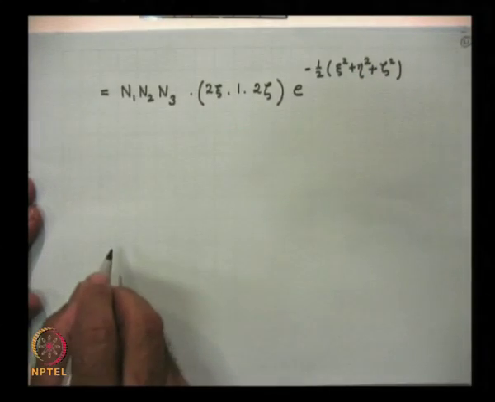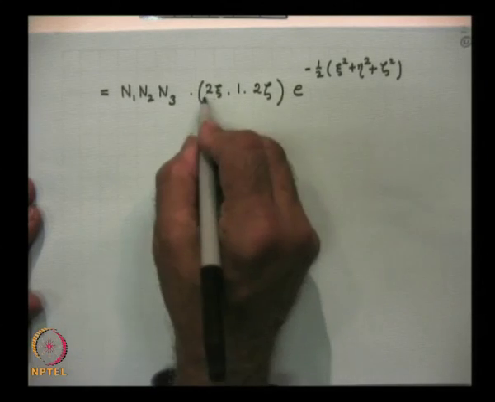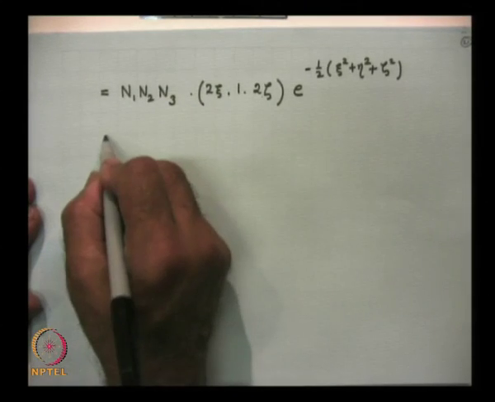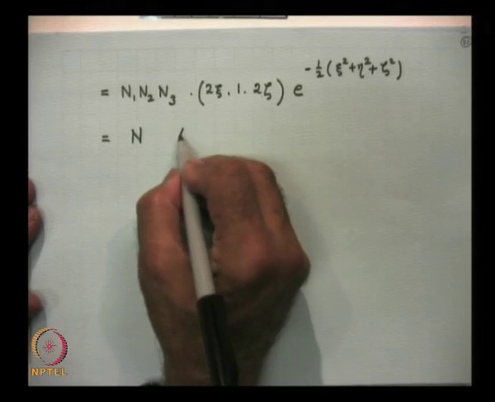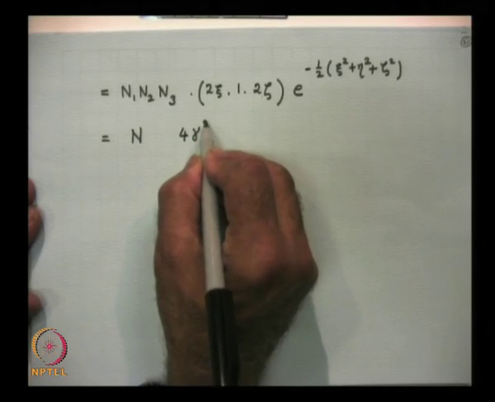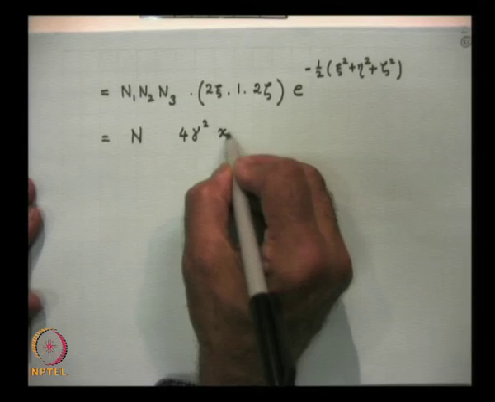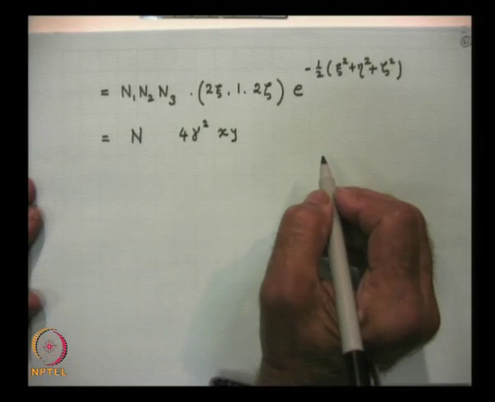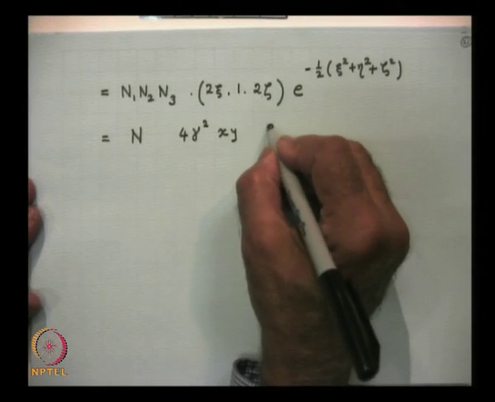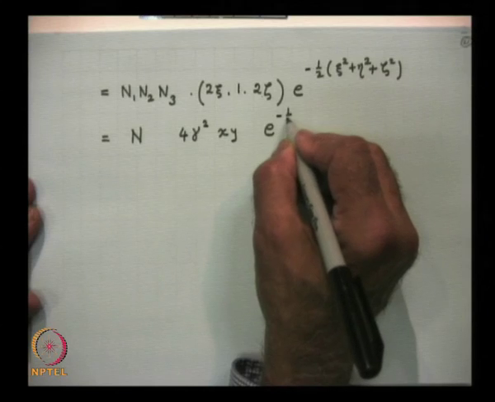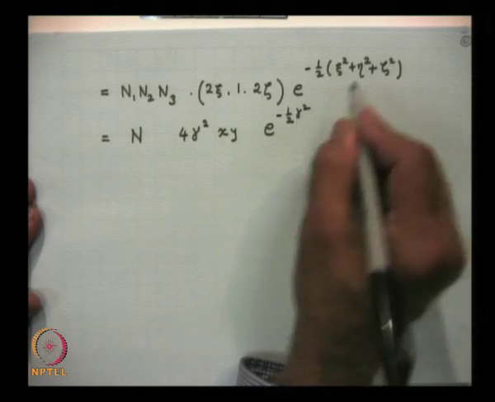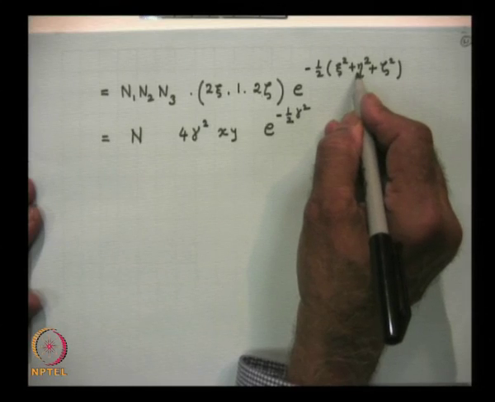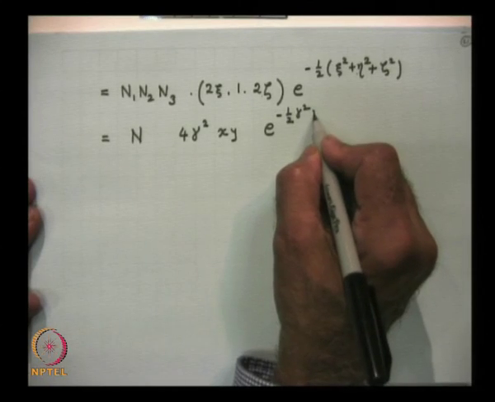So, if you write it in terms of x, y, z, this will be 4 gamma square. I write n1, n2, n3 together as a single normalization constant N. So, 4 gamma square x z times e to the power of minus half gamma square x square plus y square plus z square, that is, r square.